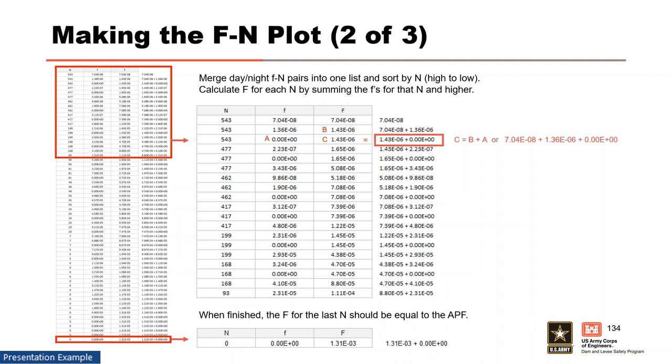I add 1.36 times 10 to the minus 6, and get 1.43 times 10 to the minus 6 for the next interval. I add 0 to that and get 1.43 times 10 to the minus 6 again for the next one. And I'll continue that process until I reach the very bottom of the table. When finished, the cumulative probability, the big F for the lowest N, should be equal to the annual probability of failure for the project. So to reiterate, merge the FN pairs in one big list, sort high to low by N, then sum the partitions as you move down the table to calculate the cumulative probability.